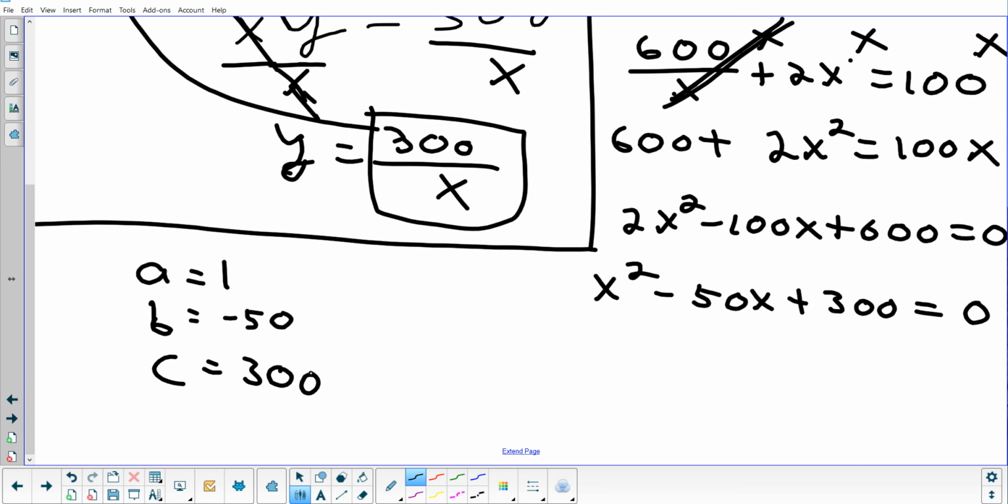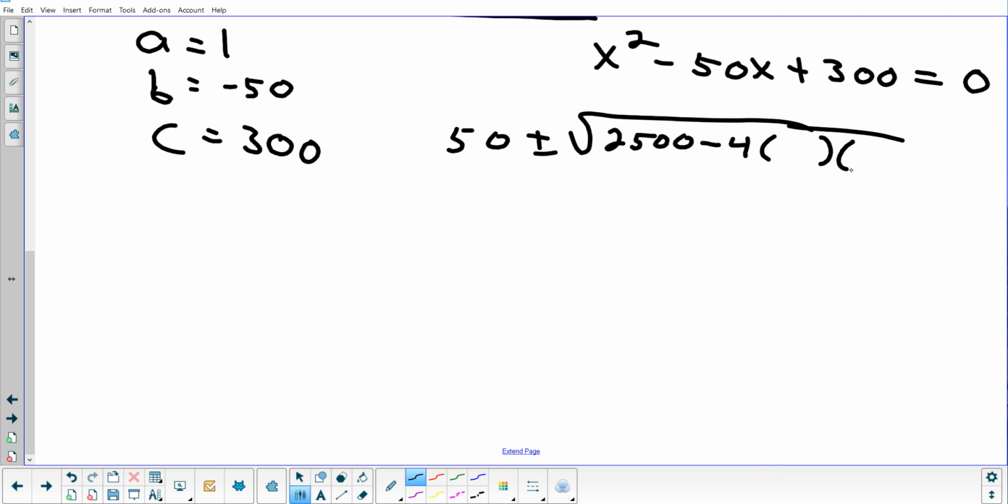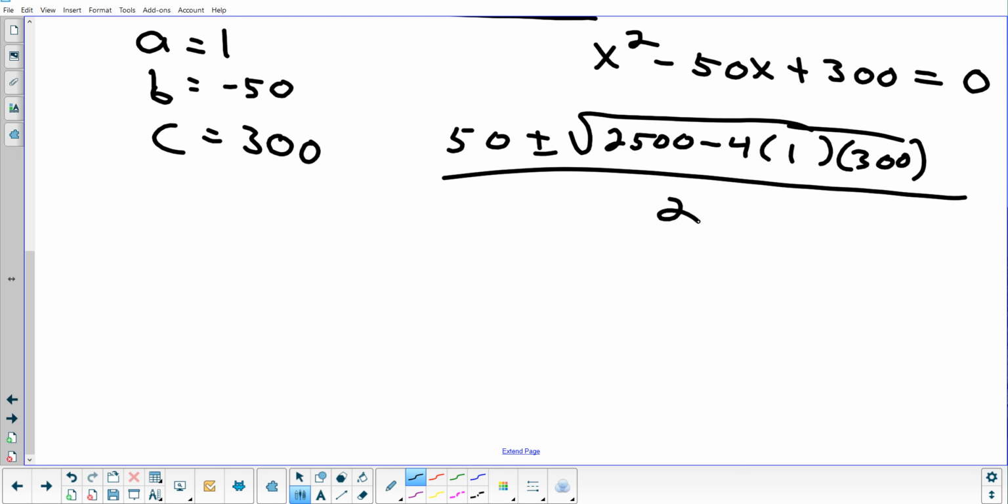Now let's fill in the quadratic formula and see what we get. So negative b plus or minus the square root of b squared minus 4 times a times c. So 1 times 300. All divided by 2a. Okay, so we'll simplify that, and that's our answer, and I don't think it comes out nice. That's why we put it factoring.